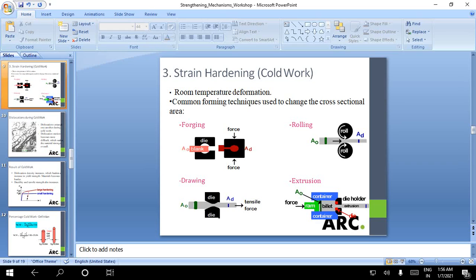In all these processes, we are just changing the cross sectional area. In cold working we do not use any heat to change the microstructure of the material. We only change the cross sectional area without changing any structure, so that we can improve the strength of the material. When you change the cross sectional area of the component or material, the mechanical properties are going to vary.